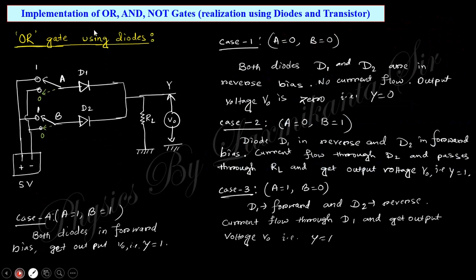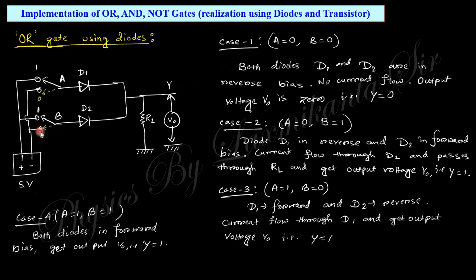Now we come to the implementation of OR gate, AND gate, and NOT gate using diodes and transistors. At first, we make the OR gate using diodes. There are two diodes and these are the applied voltages, which are the inputs. High voltage is taken as 1 and low voltage is taken as 0, and there is a resistor and across it a voltmeter, which is the point of output.